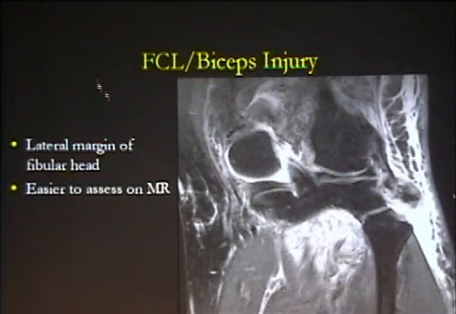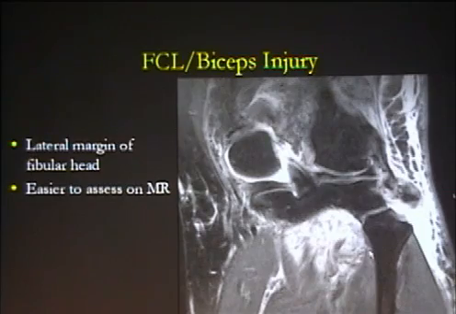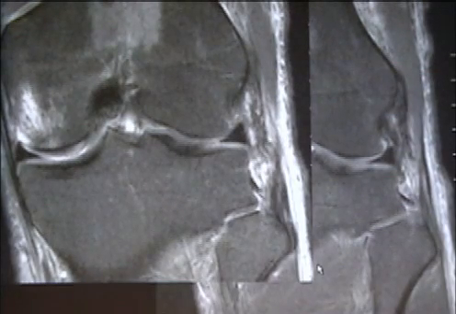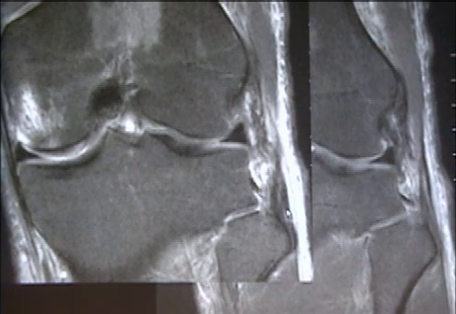Opposed to when you have injury to the fibular collateral and biceps, which is usually a lot more obvious. Remember, as I said again, lateral margin of the fibular head, much easier to assess on MR. Here we see it. Fibular collateral ligament following, piece of bone here from the lateral margin of the fibular head. Conjoint tendon has been disrupted, probably injury to the popliteus muscle as well. Much easier to diagnose. So here you see, same thing, much easier to diagnose these injuries because the ligaments are much larger. Same thing here. Much easier to diagnose these injuries.